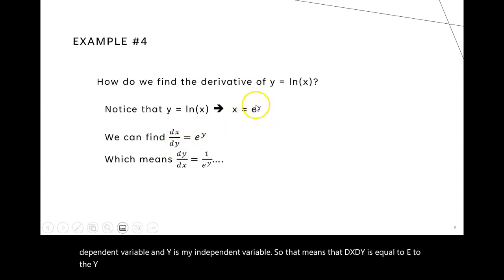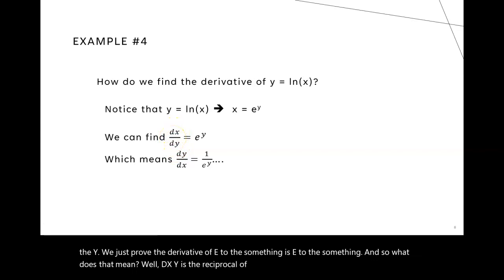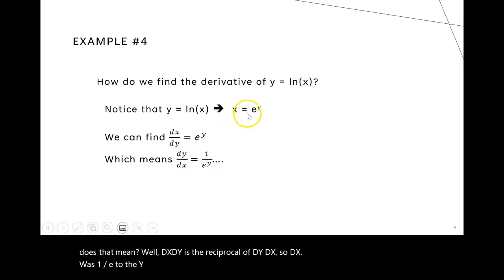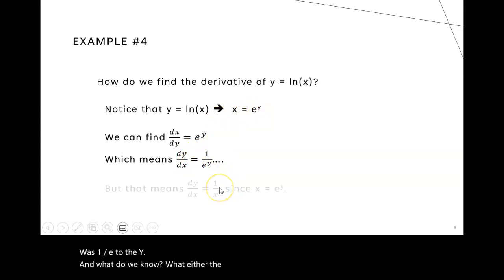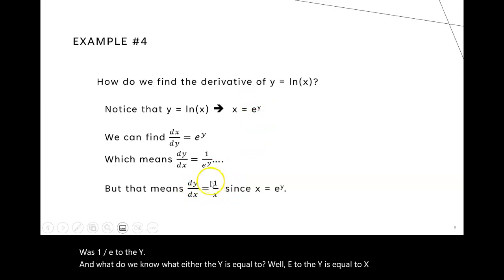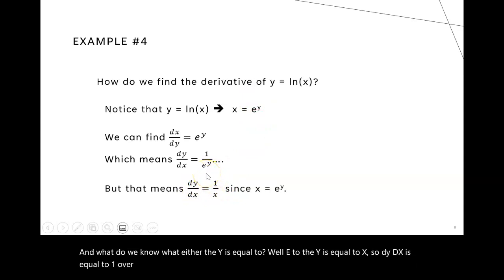We just proved the derivative of e to the something is e to the something. And so what does that mean? Well, dx/dy is the reciprocal of dy/dx. So dy/dx equals 1 over e to the y. And what do we know e to the y is equal to? Well, e to the y is equal to x. So dy/dx is equal to 1 over x.